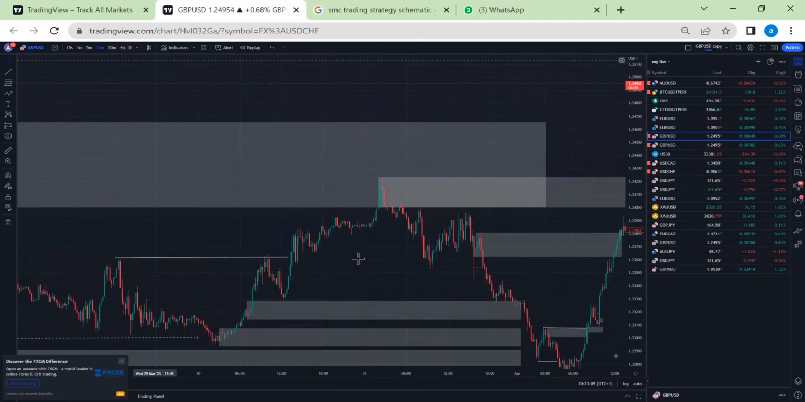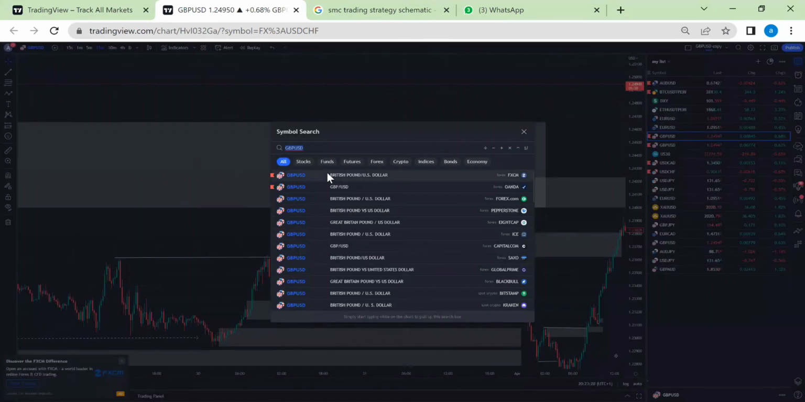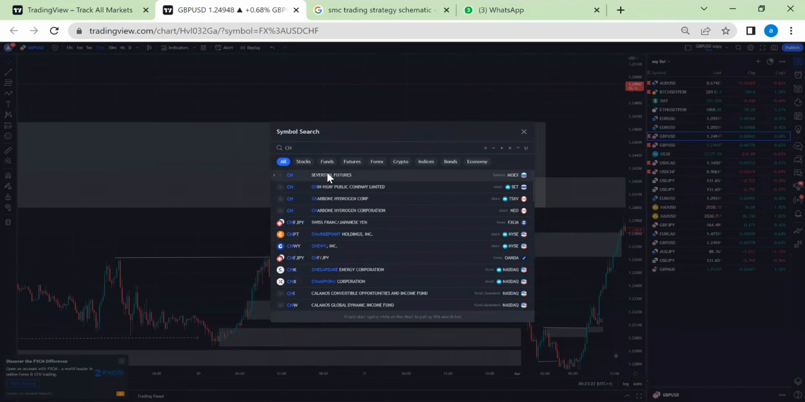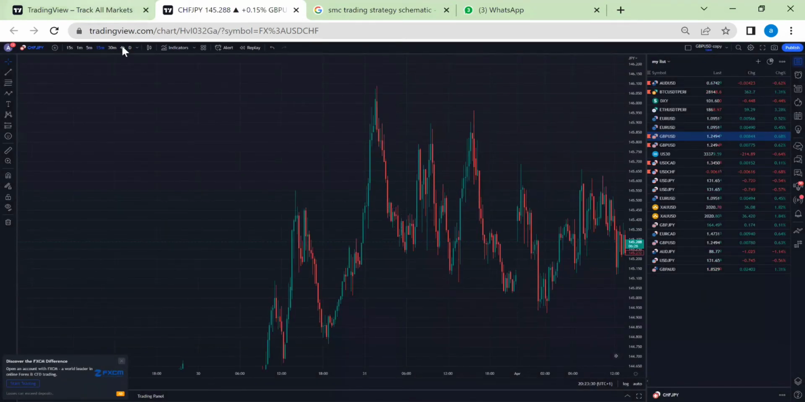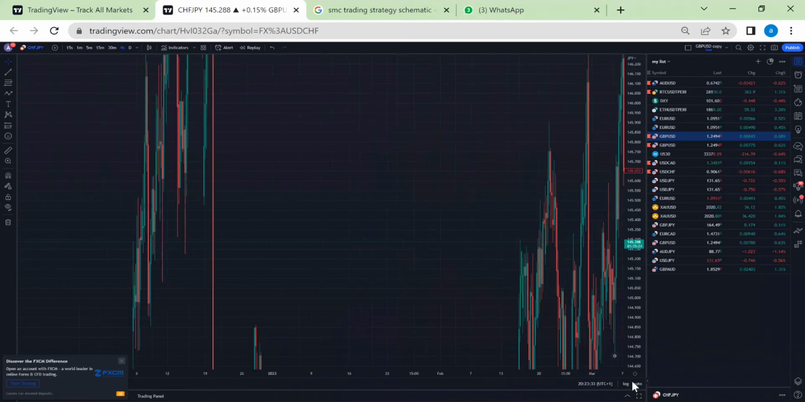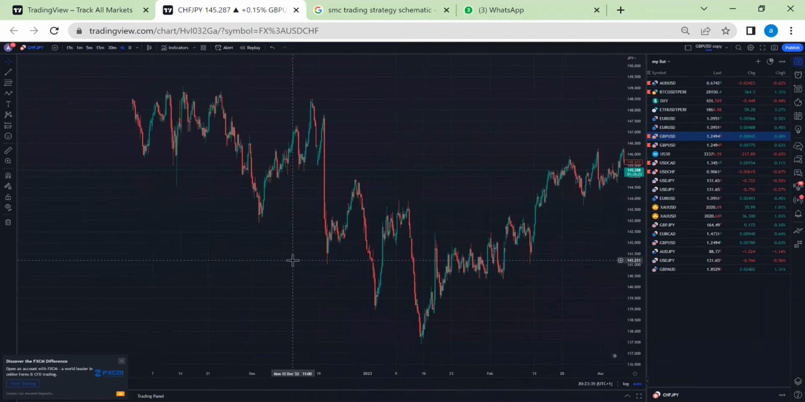Sorry, let me just pick another pair. We have overused these USD pairs. Let's just go for something like CHF JPY. Or should we go to crypto? No, let's just use CHF JPY for today's examples. So let's see the trend that we'll have here.